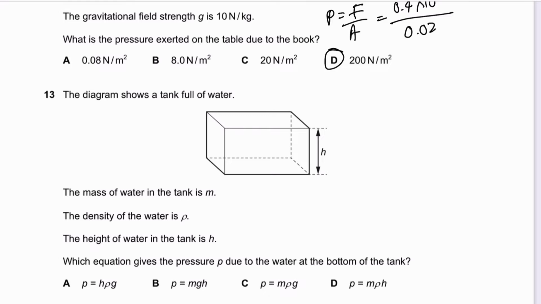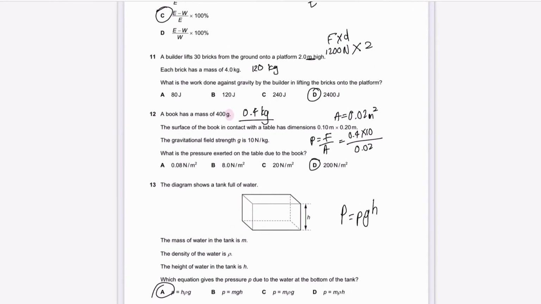Question 13. The diagram shows a full tank of water. The mass of water in the tank is m, the density is rho, the height is h. Which equation gives the pressure due to the water at the bottom of the tank? Now, when we're talking about a liquid or the sea, anything, when we're talking about the pressure below the surface, the formula is P equals rho g h. Rho is the density, g is the gravitational field strength, and h is the height. So over here, A matches with rho g h.